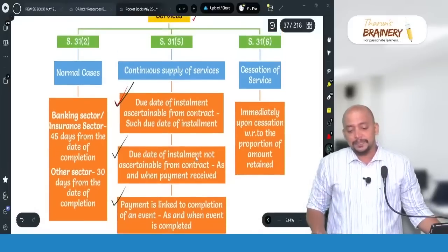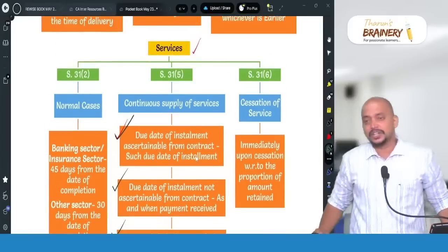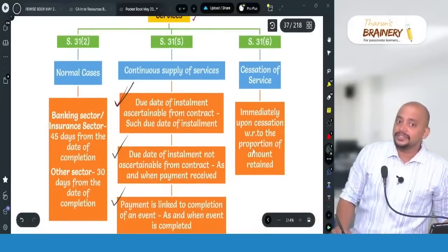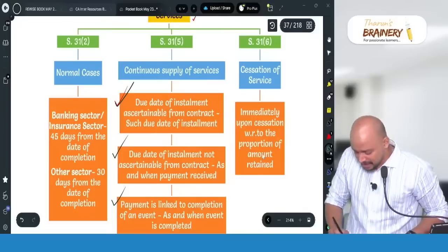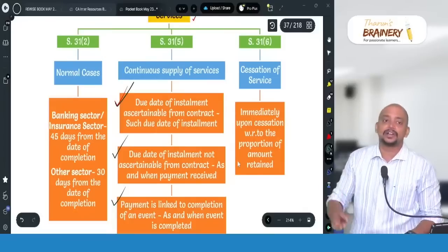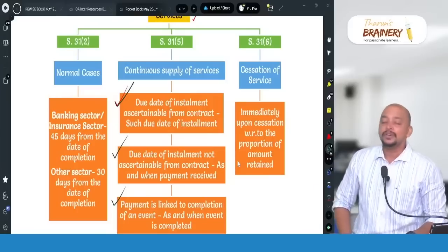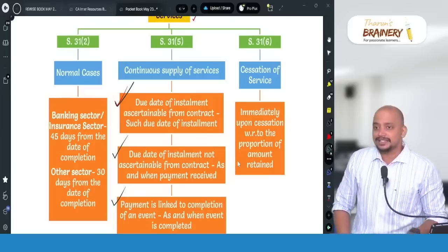Then 31 subsection 6, cessation of service. Cessation of service means abruptly stopping the service. In that case, we need to give the invoice immediately upon cessation. Say for example, one actor has signed a contract to act in a movie for a period of 50 days with a remuneration of 1 lakh per day. So 50 lakhs is the remuneration.